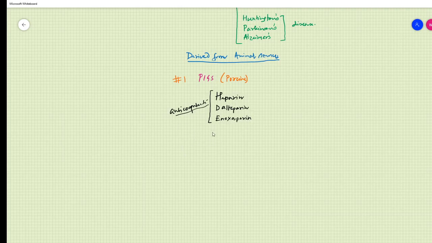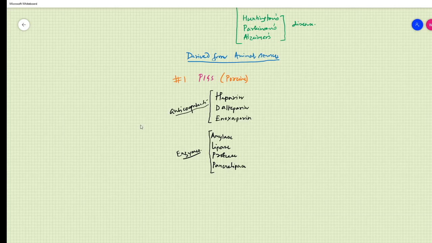And then there are certain enzymes. Let's list enzymes like amylase, lipase, protease, and pancrelipase. Okay, so these are enzymes which are used as a replacement for the digestive enzymes. Now, they are also derived from porcine sources. So that's another set of examples.